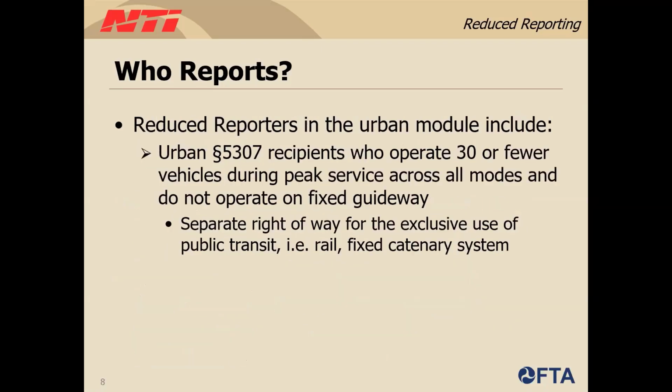Within the urban module of the NTD, reduced reporters are transit agencies who operate 30 or fewer vehicles in their peak maximum service. They also do not operate on any fixed guideway, such as rail or fixed catenary systems. For those who report as a reduced reporter, these agencies do not report data related to passenger miles and their service. They also do not report monthly service statistics or monthly safety data.